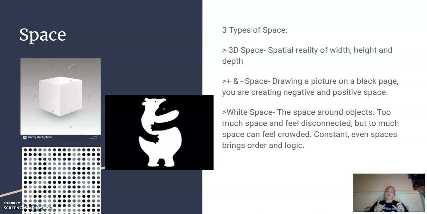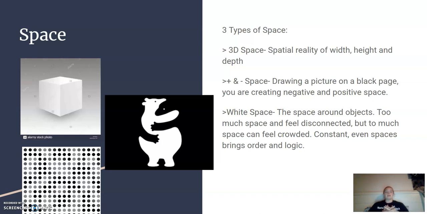Basically, if you take a white piece of paper and then you draw a black bear on it, like you see in this picture right here, that is a good representation of positive and negative, because even though you're taking a part of the page, you're still left with positive and negative. So whatever you draw is usually going to be the positive, while the outside is the negative space.